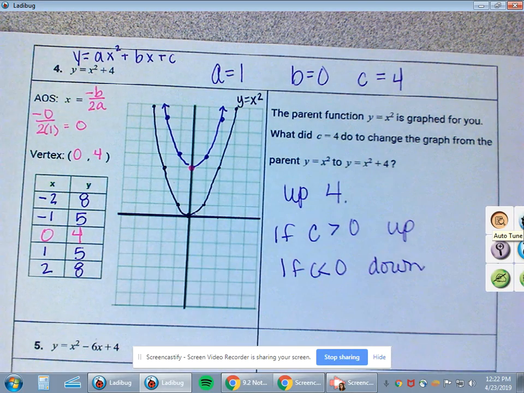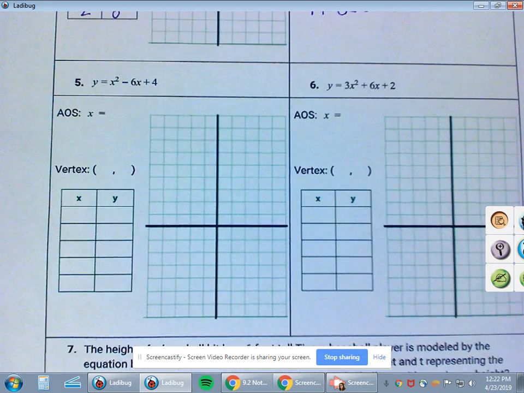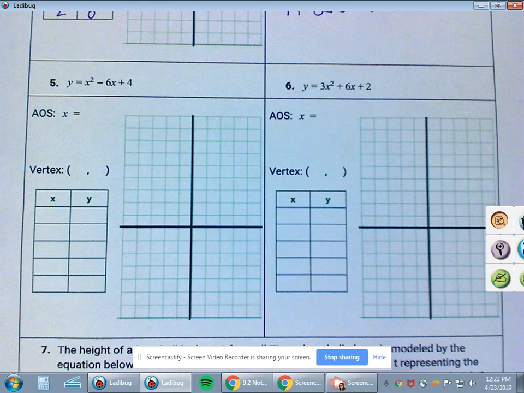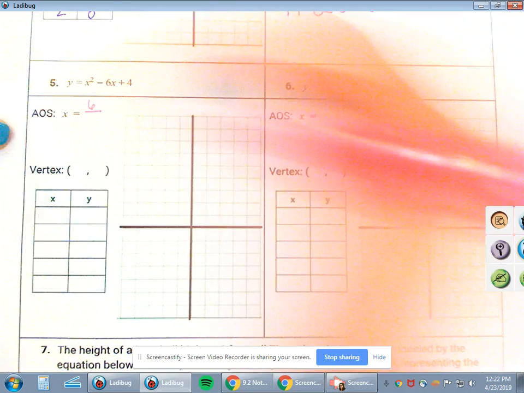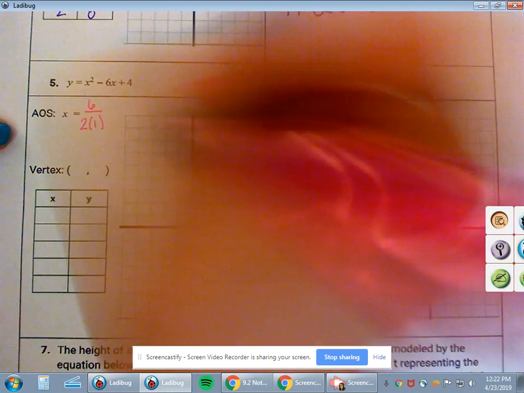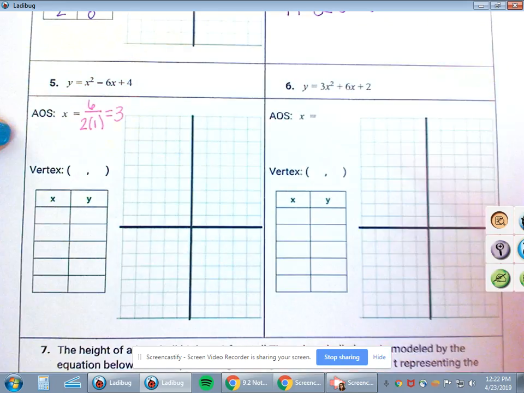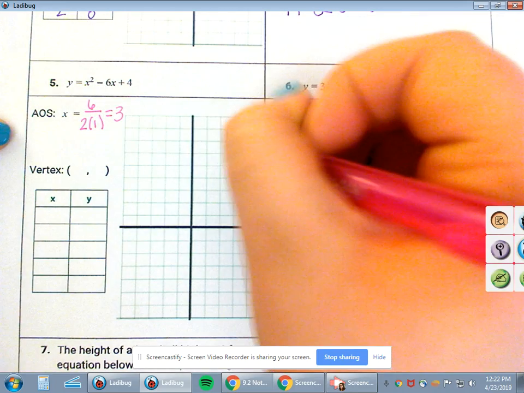Let's graph 2 more, and then we'll be pretty close to calling it a day here on these notes. So on number 5 and 6, there's a's, b's, and c's. We'll follow the same steps that we did on the front. So number 1, let's find our axis of symmetry. We've got negative b, so negative 6 over 2 times a. So 6 over 2 is 3. So we've got an axis of symmetry at 3.